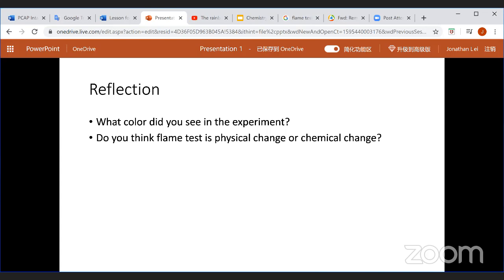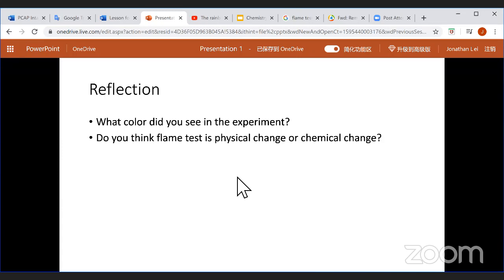I saw a lot of different colors like red, green, and blue and yellow. Yeah, that's basically all of them. Another question. Do you think flame test is physical change or chemical change? Chemical change because they added a substance which formed a new substance. So actually it is physical change.